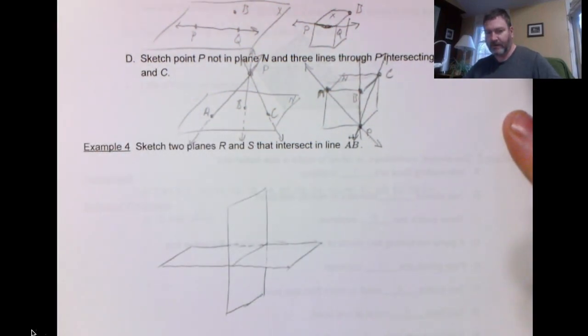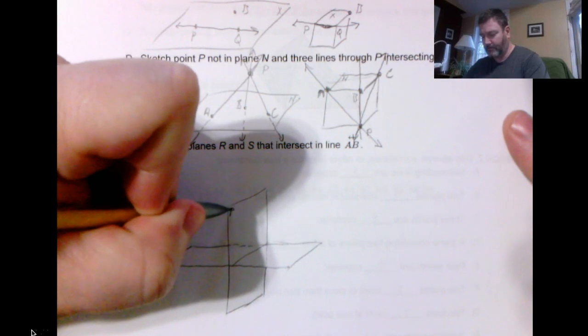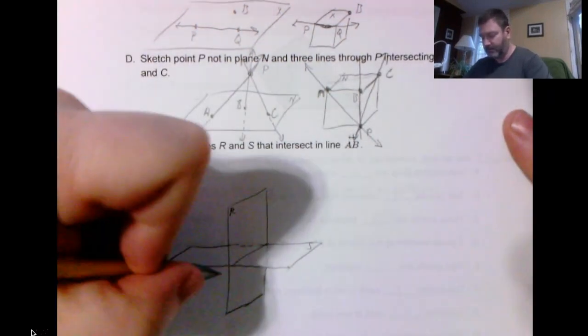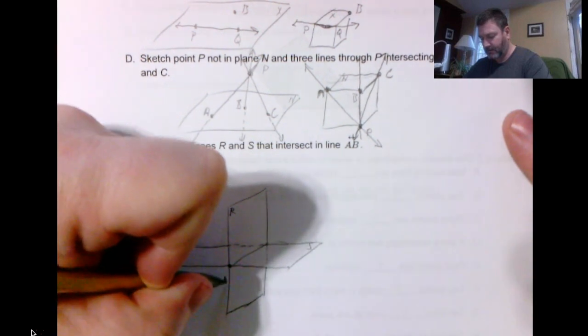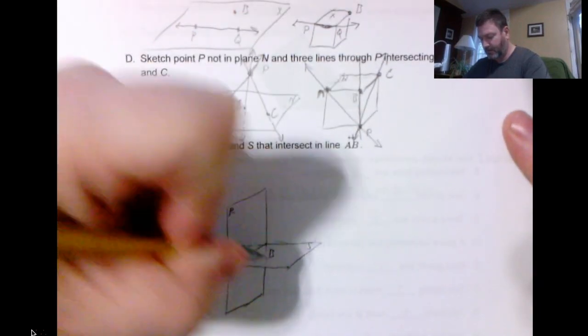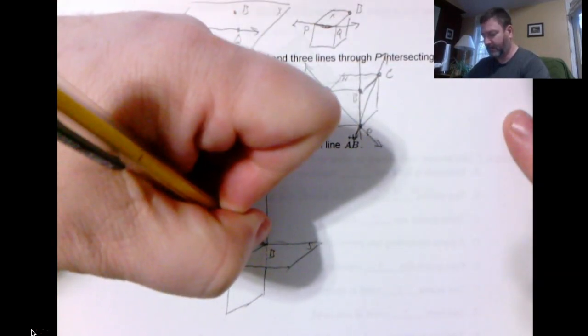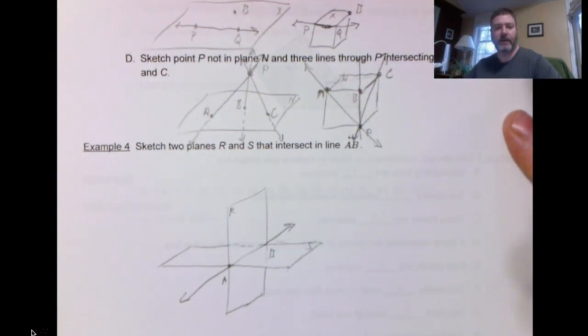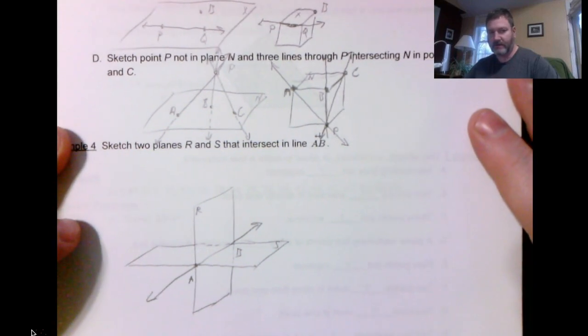And now I've got my two planes, R and S. They're intersecting at line AB. But right now I only have AB drawn as a segment, so I'm going to continue it so that it looks like a line. Okay, that's one way to do example 4.